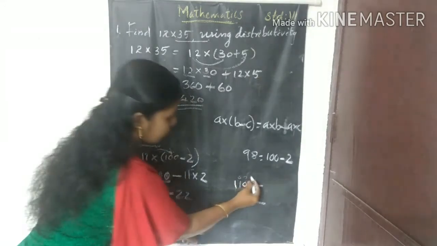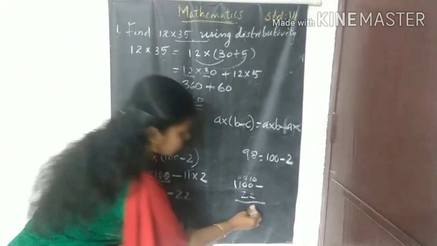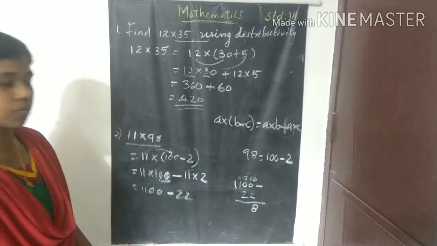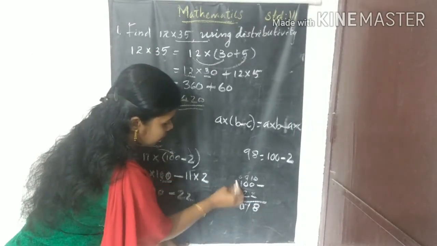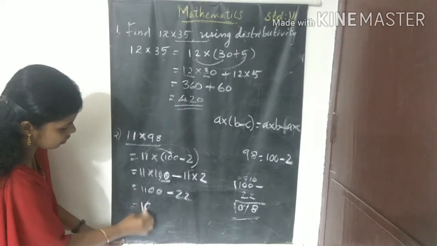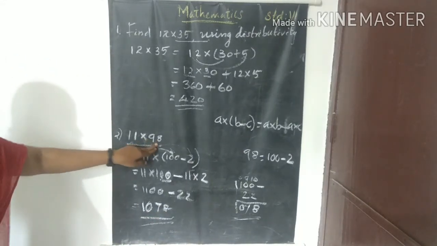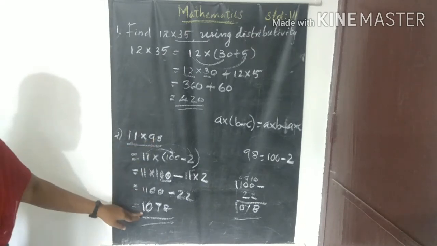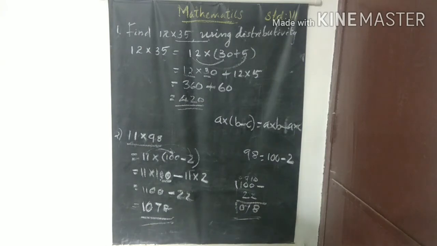Okay, borrowing from here, so it becomes 10, 9. What is 10 minus 2? Equal to 8. 9 minus 2 is equal to 7. Then here only 0, then 1. What is our answer? 1, 0, 7, 8. So the product of 11 and 98 is equal to 1078. Okay, if you understood these two questions with answers using the distributive property, it is right.